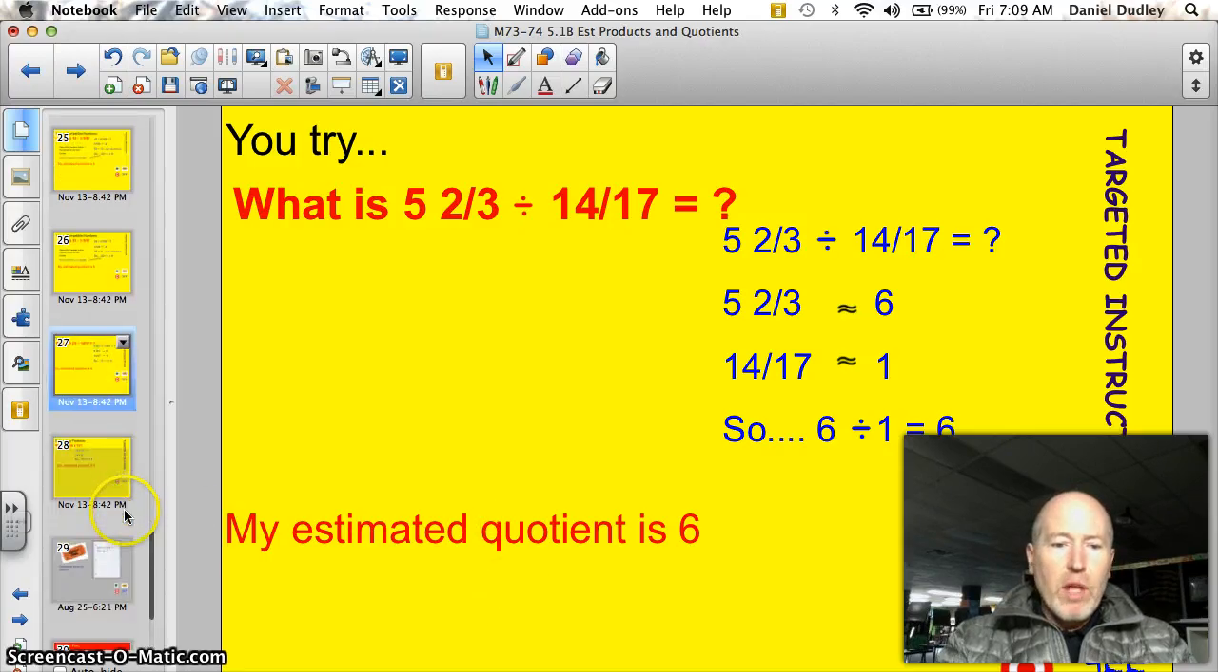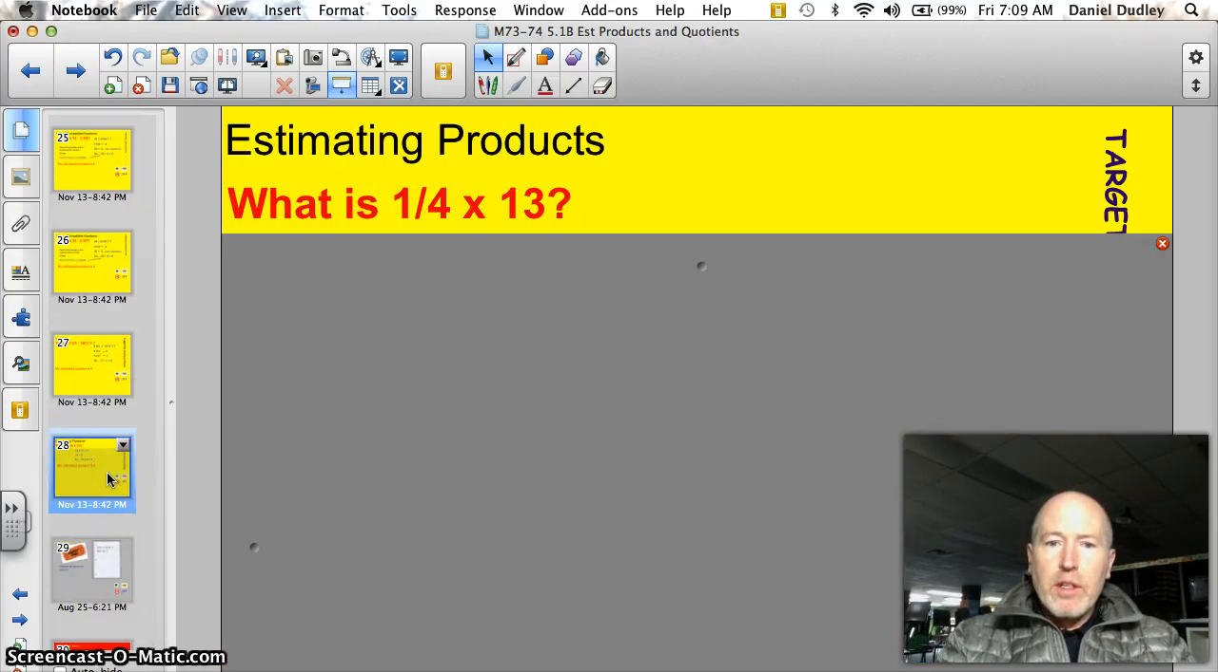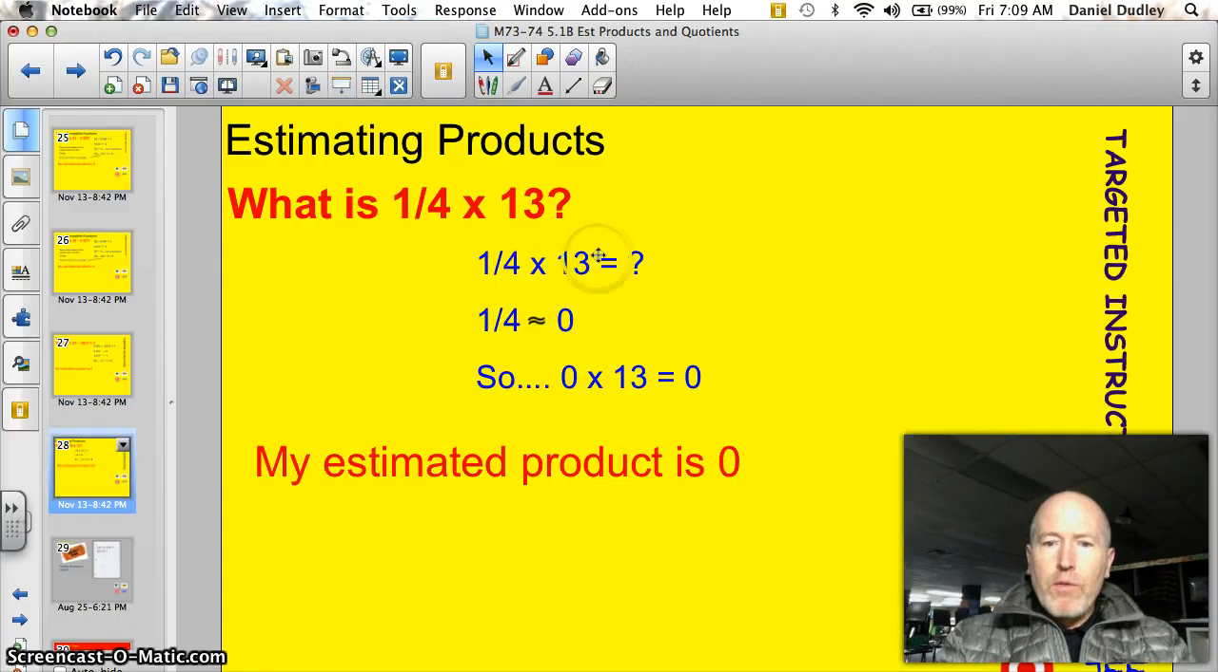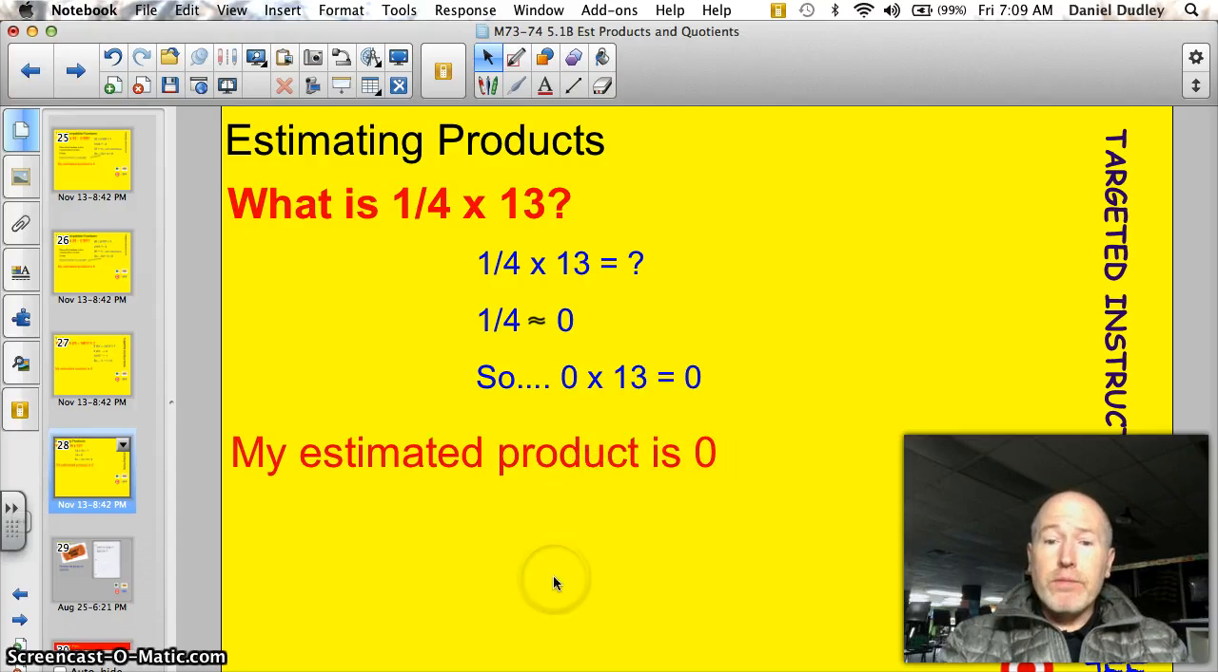All right, one last one before the ticket. What is 1/4 times 13? Yikes. Give it a shot. I know you can do it. All right, let's see how you did. Well, 1/4 times 13. 1/4, well, that's way less than a half, so we're going to call that 0. 0 times 13 is 0. My estimated product is 0.